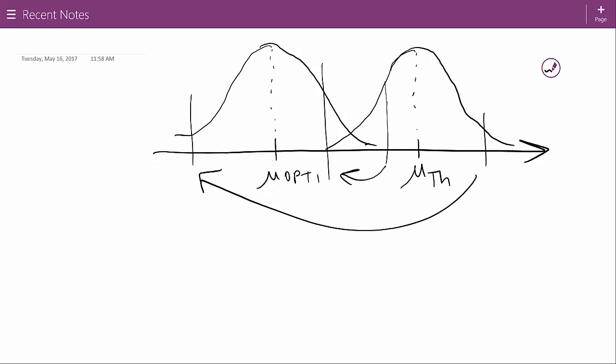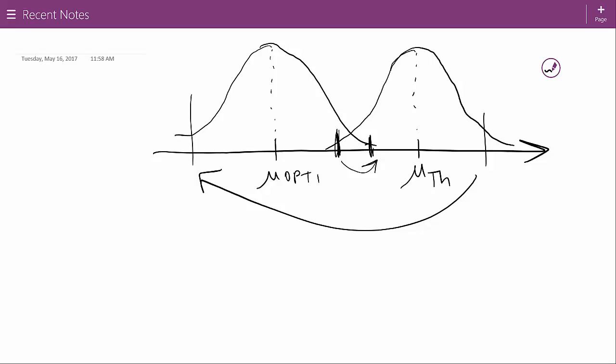There is a distance. But every once in a while, I will have unlucky samples. Every once in a while, I'll have a sample from Thorndike which is uncharacteristically on the low side, somewhere over here. Unlucky sample, very rare because it's in the tail of the distribution. And an uncharacteristically high sample from OptiView, which is on the high side. And therefore, I will have a reverse relationship. Thorndike, on average, will actually show worse performance than OptiView.